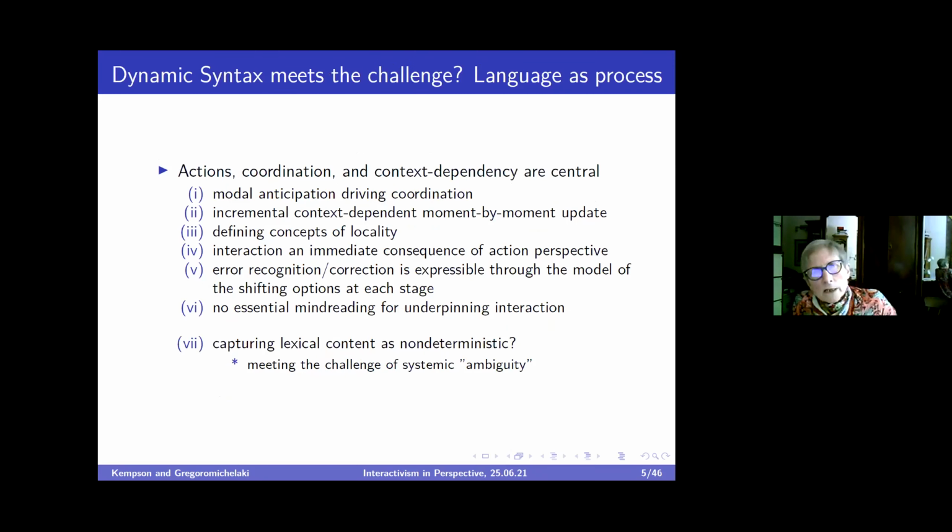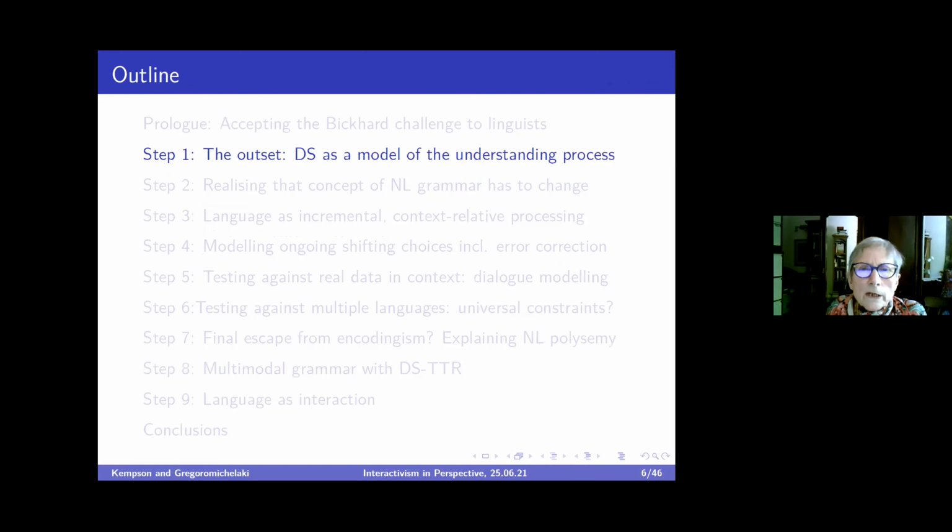Okay, so dynamic syntax, how does this meet the challenge, or to what extent does it? We have language as process. For us, actions, coordination, and context dependency are central. We have modal anticipation driving coordination. We have incremental, context-dependent, indeed moment by moment update. We define concepts of locality in terms of growth. We have interaction as an immediate consequence of our action perspective. We can express error recognition and correction, and we have no essential mind reading for underpinning interaction. On these 6, we'll add as a final thing, before I hand over to Eleni, the challenge of capturing lexical content as non-deterministic.